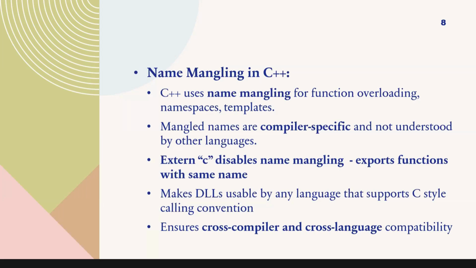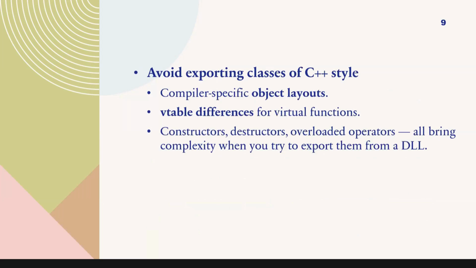So extern C disables name mangling and exports functions with the same name, and it makes the DLLs usable by any language that supports the C style calling convention. So it ensures that our DLL has cross compiler and cross language compatibility. So that is why we are using the C type exports, and also why we are avoiding the C++ style exports here.